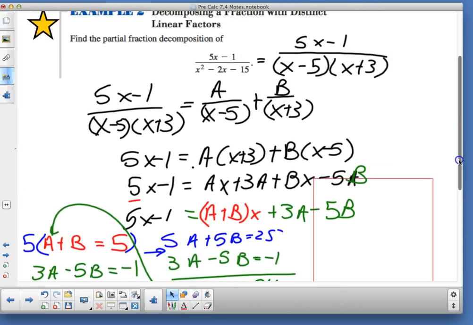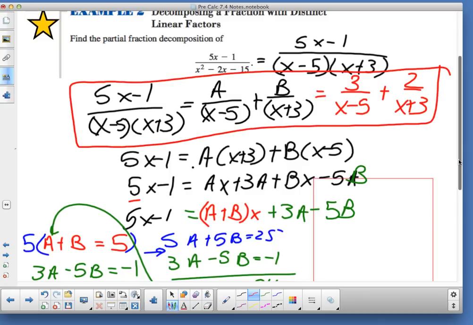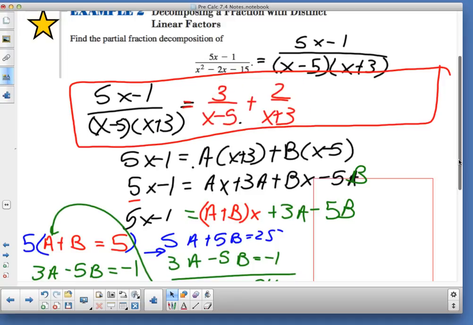Since A is 3, B is 2, I now can write the solution as 3 over x minus 5 plus 2 over x plus 3, and that's my solution to my system, where I've got A and B answers. And probably more correctly, I should probably get rid of the extra terms and say it this way. So this is my solution.